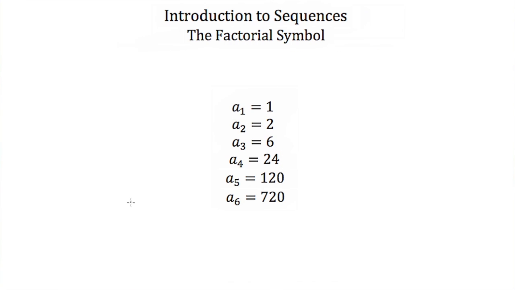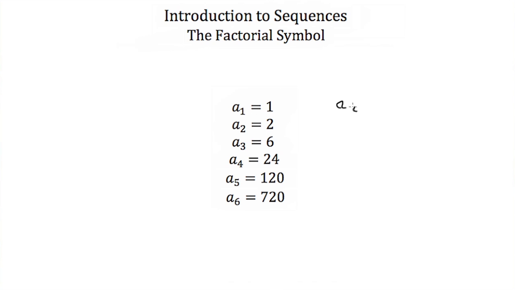So now let's try building another explicit formula for this sequence. Here, our first term is 1, our second term is 2, our third term is 6, fourth term is 24, A5 is 120, and A6 is 720. Now there's not an easy formula to see here, so I'm going to build a recursive formula first.